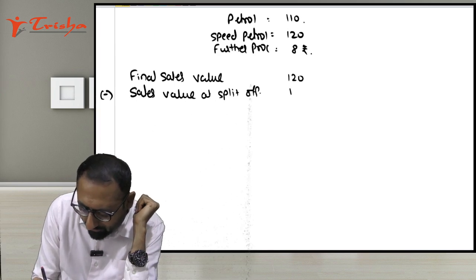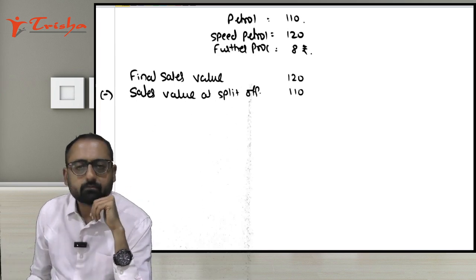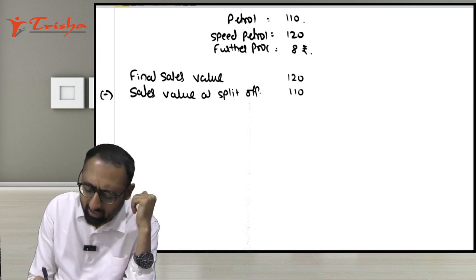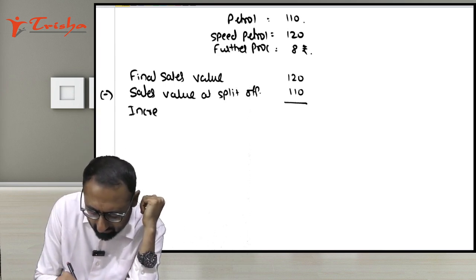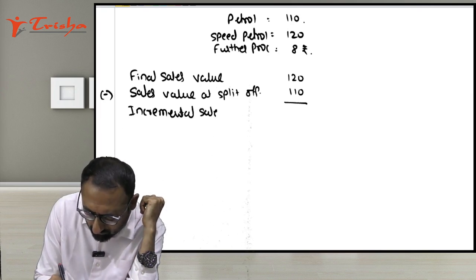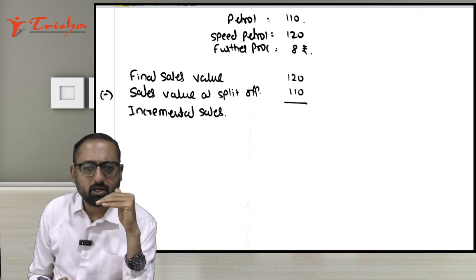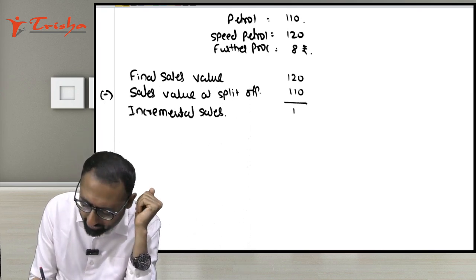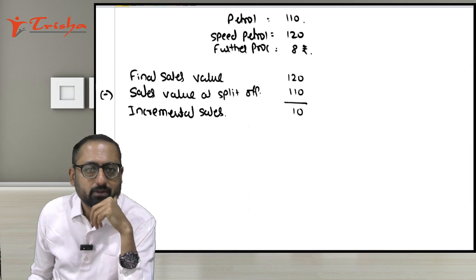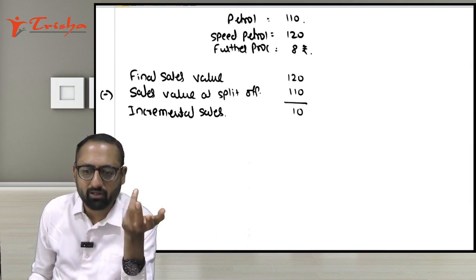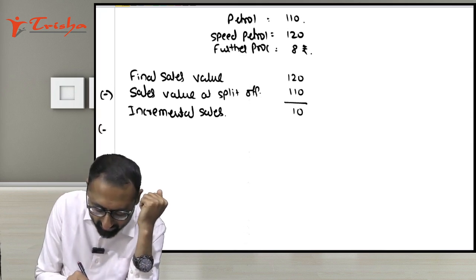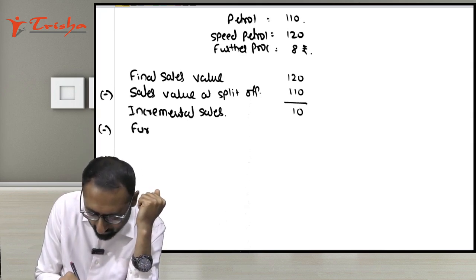Sales value at split off is suppose 110. So by converting petrol into speed petrol, incremental sales. Incremental sales means by how much the sales is increased. Guys, your sales is increased by 10 rupees. But to increase the sales value by 10 rupees, you will have to incur additional further expenses. So minus further processing cost.